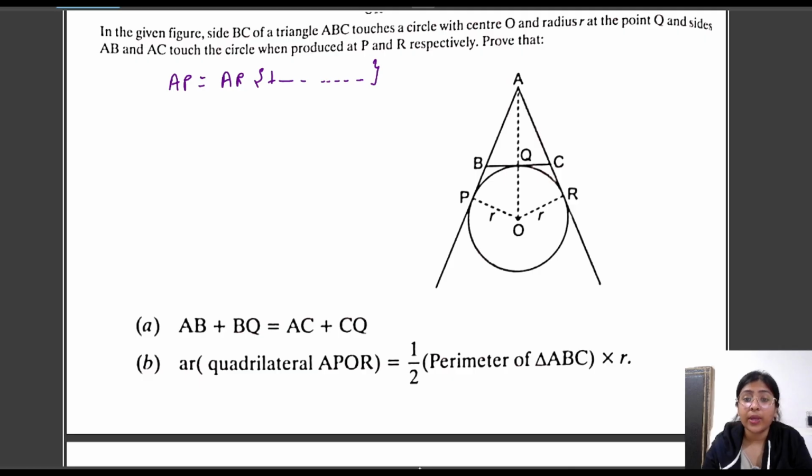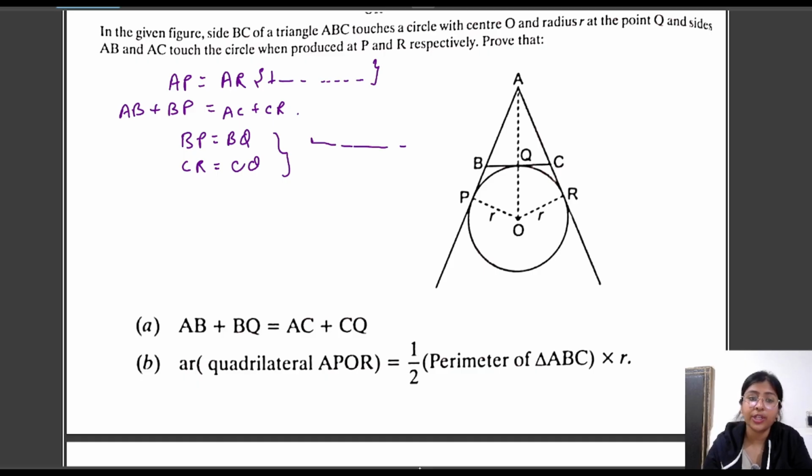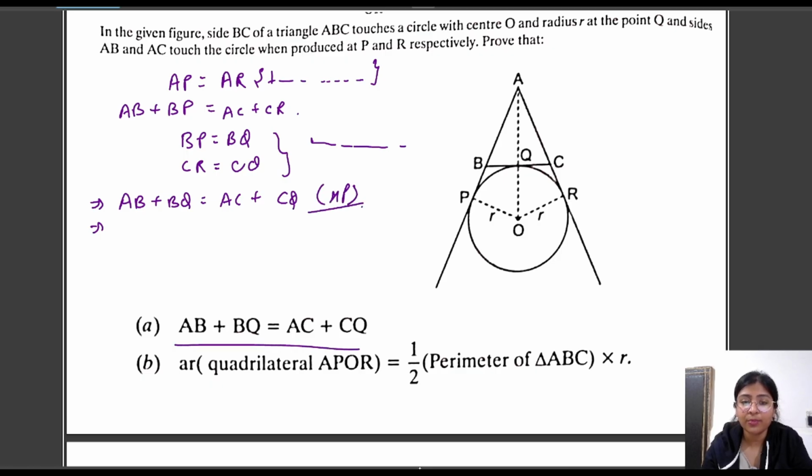Now, AP can be written as AB plus BP, and AR can be written as AC plus CR. Now you will write BP equal to BQ and CR equal to CQ, length of the tangents drawn from an external point. So from this we can write AB plus BQ is equal to AC plus CQ. Yes or no? Yes. The first part is already proved. So we will write hence proved.